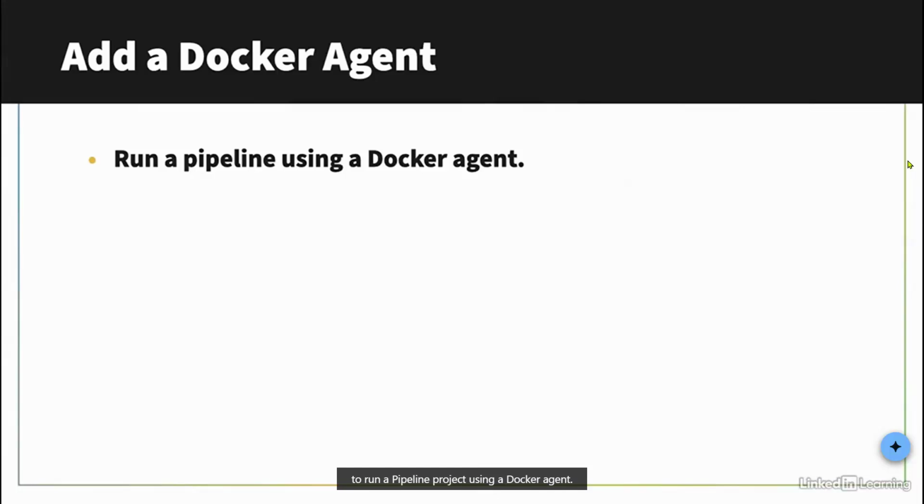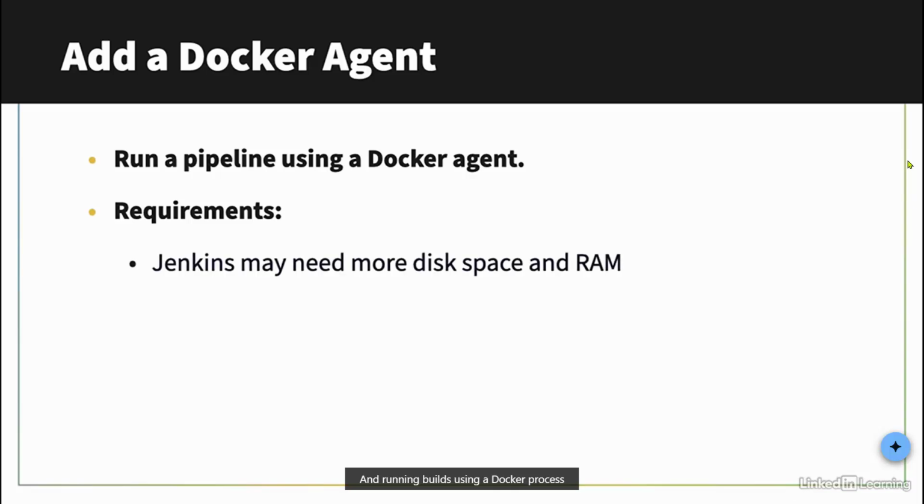In this lesson, I'll be demonstrating how to run a pipeline project using a Docker agent. If you're following along, you'll need to have a few things set up on your Jenkins server. First, your server may need additional storage and memory resources. As your server downloads images, it will need space to store them. And running builds using a Docker process will require more RAM as well. So if your Jenkins server is running out of space or seems to be running slowly, you might consider increasing the resources just a bit.